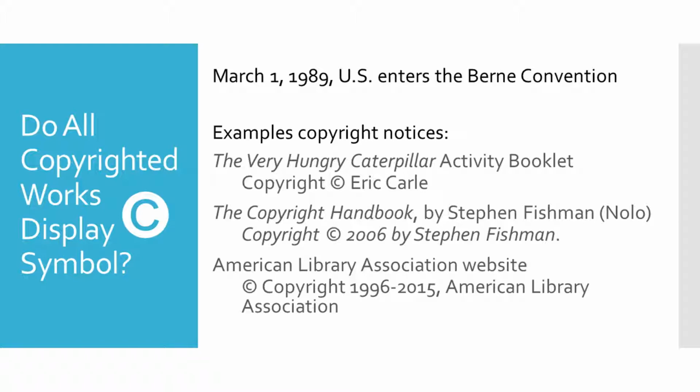A good copyright notice should contain the word copyright, the copyright symbol with the C inside a circle, the date of publication, and the name of either the author or the owner of all the copyrights in the published work. Here are some examples. As you can see, they do not all include the same elements of copyright identification, but all are valid copyrighted works.